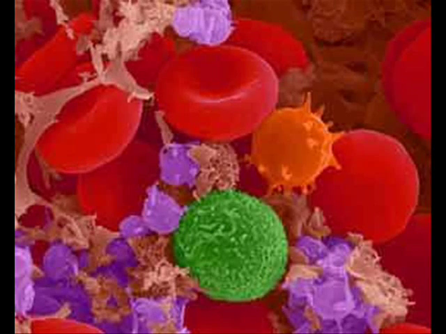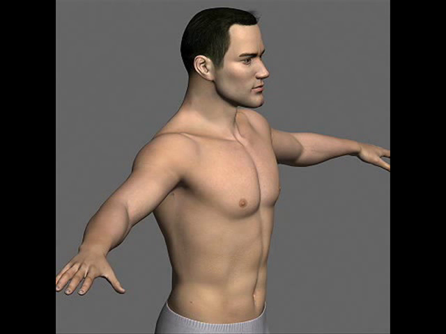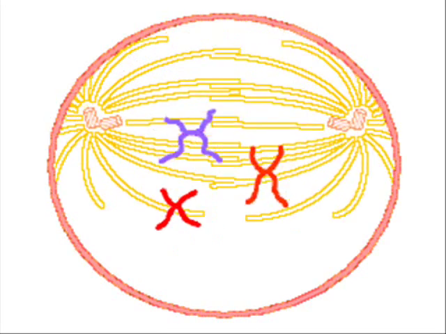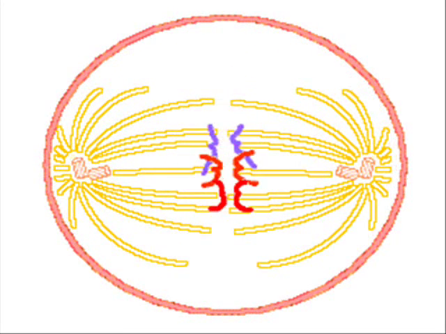Theodor Schwann, Matthias Schleiden, and Rudolf Virchow proposed a cell theory. All living organisms are composed of cells. The cell is the basic unit of life. Cells arise from pre-existing cells.